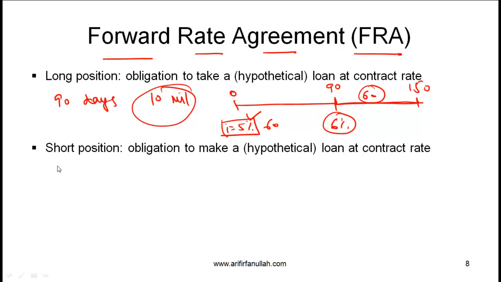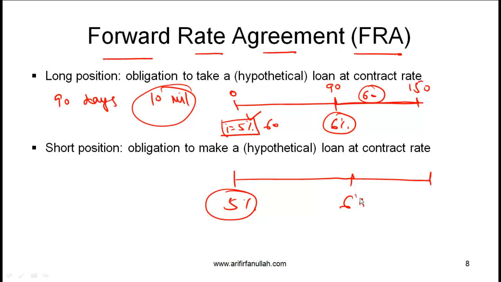Now let's also look at the short position. In the same example, the short position is, say, the bank. So the bank is committing to make the loan, and it's a hypothetical loan. I will explain what this means in a little bit. So the bank is now committing to make the loan at 5%, but if the actual interest rate is 6%, that means the bank has to lend you money at 5% even though the going rate is 6%. So that clearly is not good for the bank, and the bank loses. So that's our long position, that's our short position.